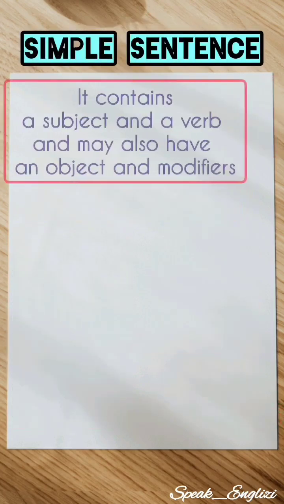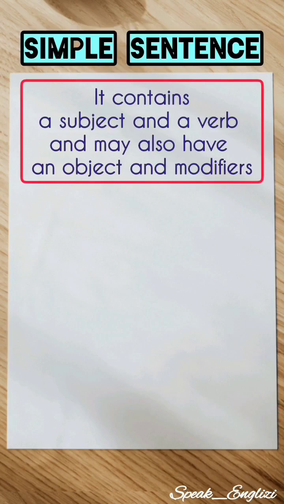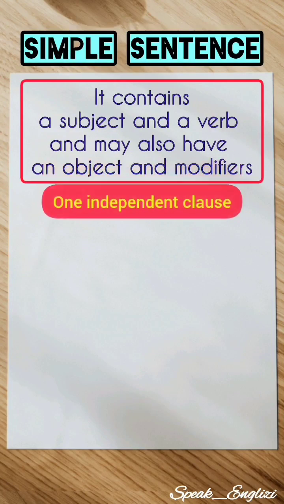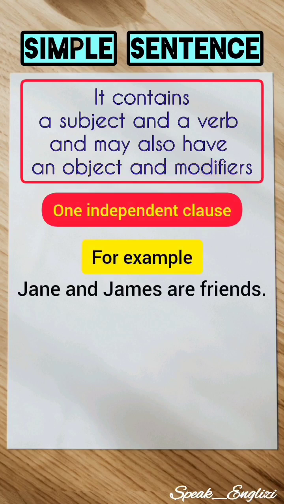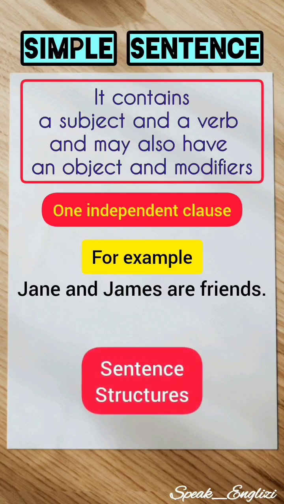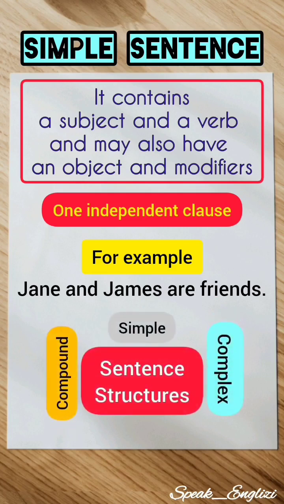A simple sentence contains a subject and a verb, and it may also have an object and modifiers. However, it contains only one independent clause. For example, Jane and James are friends. There are four types of sentence structures: simple sentence, compound sentence, complex sentence, and compound complex sentence.